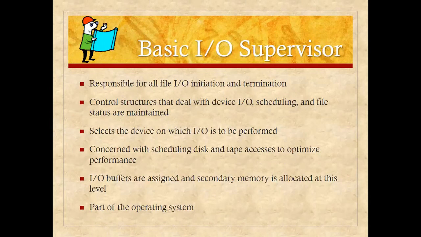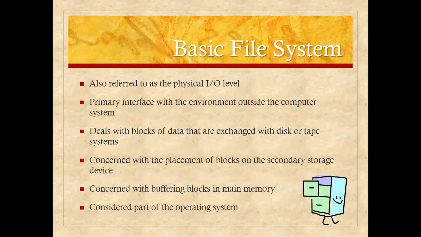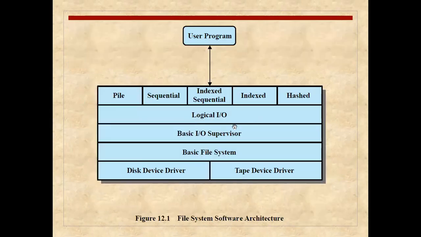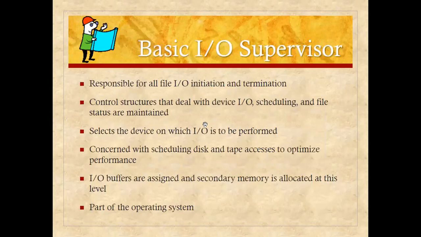Now, the basic IO supervisor part. Where is the basic IO supervisor? Just above your basic file system. Now, you have established a connection with your external devices. Here, you are sending some data to the external sources with the help of the basic file system. Now, what is this IO supervisor doing? Responsible for all file input, output, initiation, and termination.